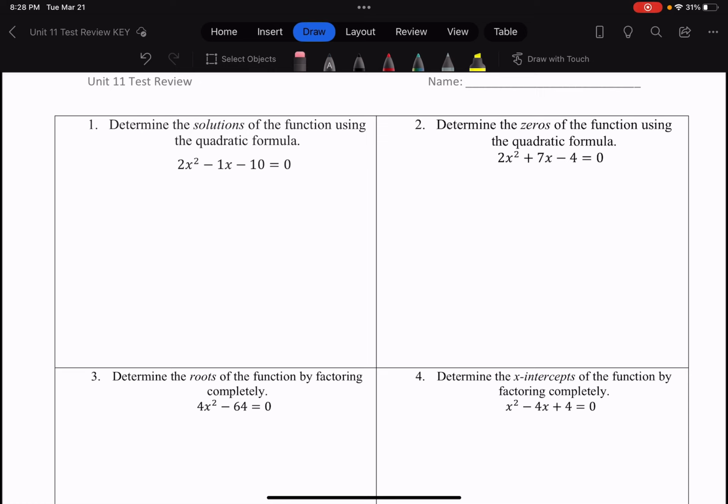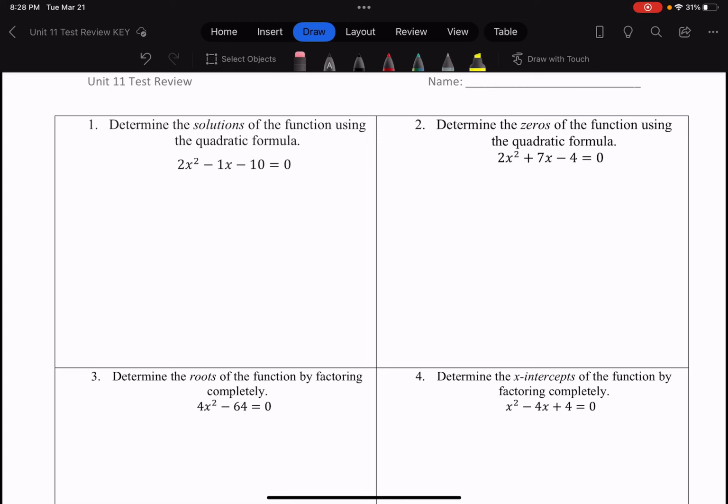And if you notice, it's going to say to solve these quadratic functions using different strategies. And in Unit 11, we learned 3 different strategies. So we learned how to solve using the square root method. We learned how to use the quadratic formula. And we also learned how to solve by factoring. So we're going to look at those 3 today on this video.